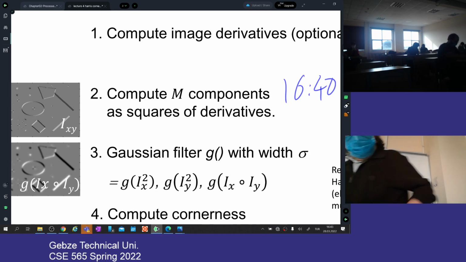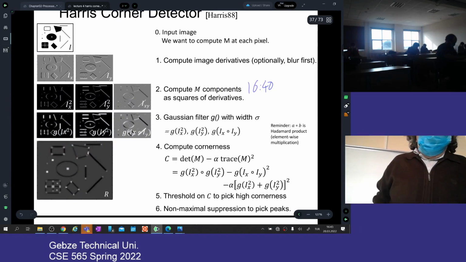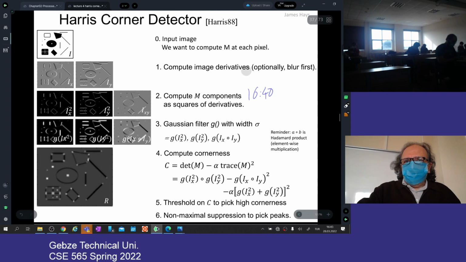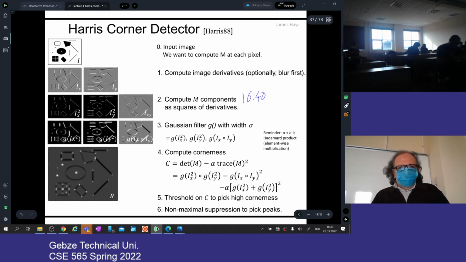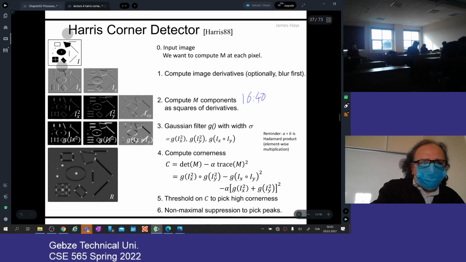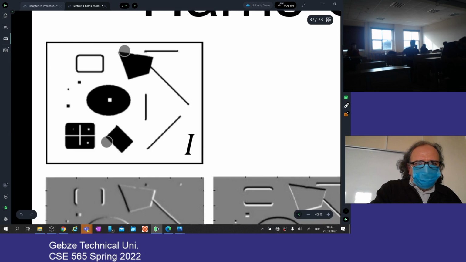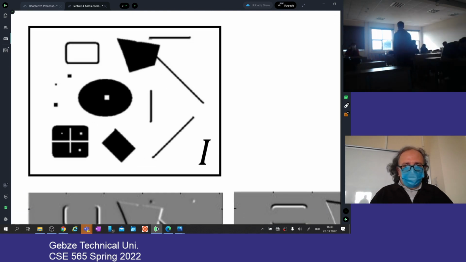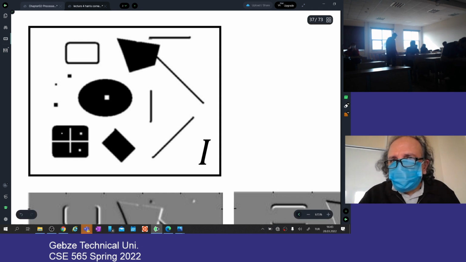Okay, so this will be our algorithm: the Harris corner detector. We would like to determine if each point is a corner or not. Let's say this is our input image, and we are going to find the corners. Tell me where the corners are.